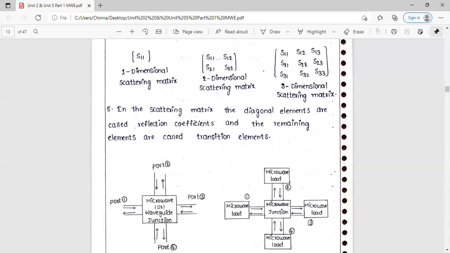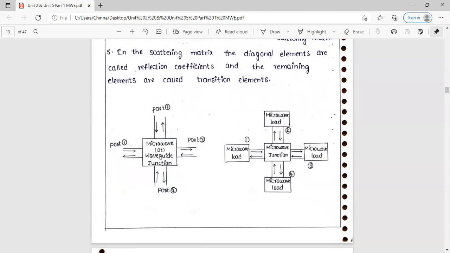In the scattering matrix, the diagonal elements are called reflection coefficients, and the remaining elements are called transmission coefficients. So here we can see the basic diagram for the 4-port network.